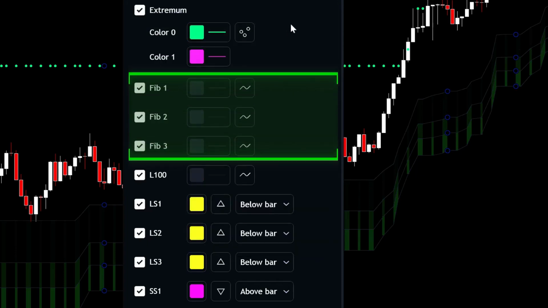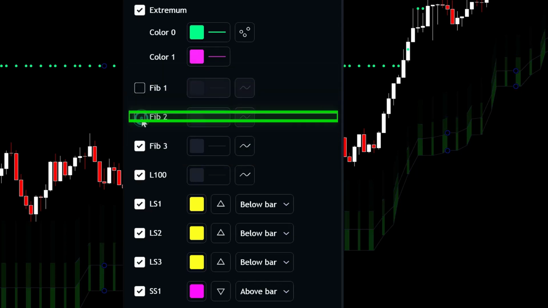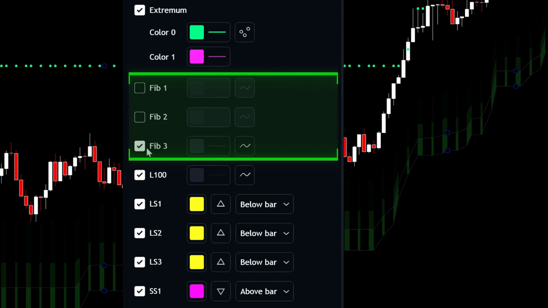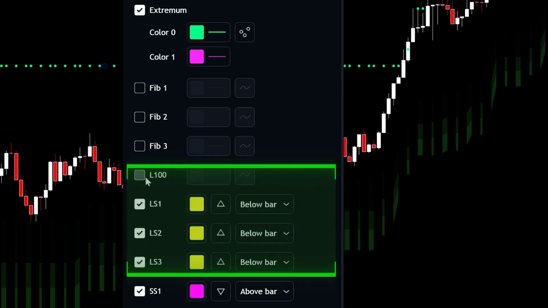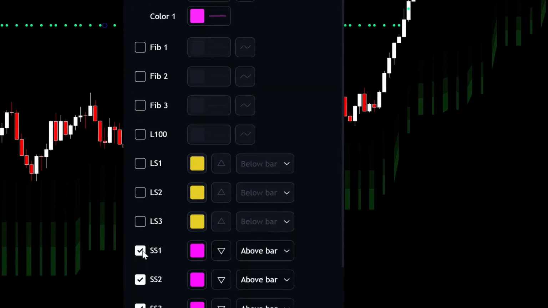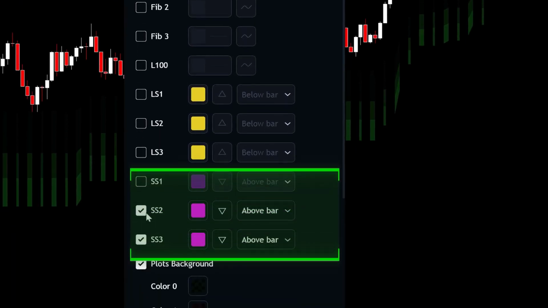Okay, now for all those Fib options, Fib 1, Fib 2, and Fib 3, we don't really need those cluttering up our screen right now. So let's just turn them off. They're out of here. And then we've got a few more things to tidy up. We're going to turn off the L100 line and then all those LS lines, LS1, LS2, and LS3. We can get rid of those too. And finally, the SS lines, SS1, SS2, and SS3. Those are going bye-bye as well.